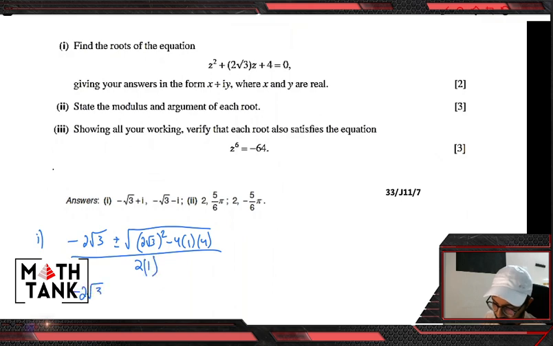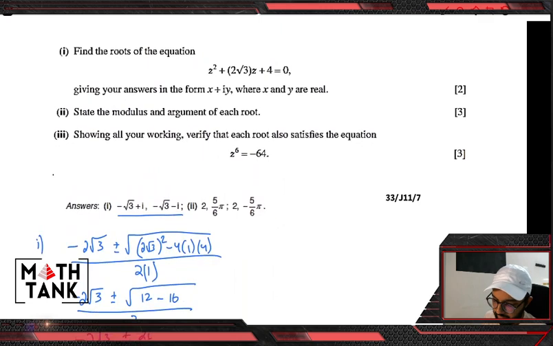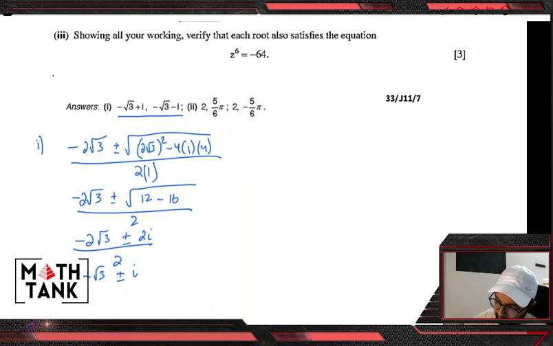So minus 2 root 3 plus or minus, it's going to be 12 minus 16 over 2. So that gives me plus or minus 2i over 2. So that gives me minus root 3 plus or minus i. So those are the roots of the equation, as you can see here. State the modulus and argument of each root. So let's take these two roots separately.